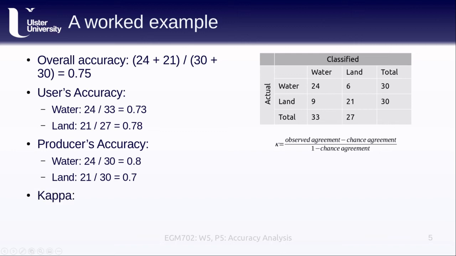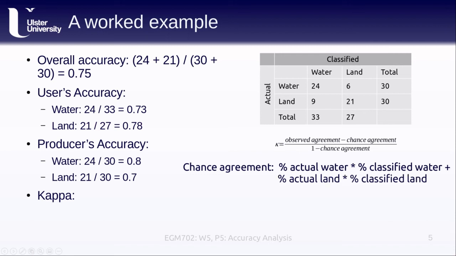To calculate the kappa coefficient, we can start with this formula here. For water, the chance agreement is the percentage of our sample pixels that are actually water, which is 30 divided by 60. We multiply this by the percentage of our pixels that are classified as water, which is 33 divided by 60. The percent actual land is also 30 over 60, and the percent classified land is 27 divided by 60. So if we put all of this together, we should get 0.5. So what this means is we have a 50-50 chance of correctly identifying a pixel based on our sample.